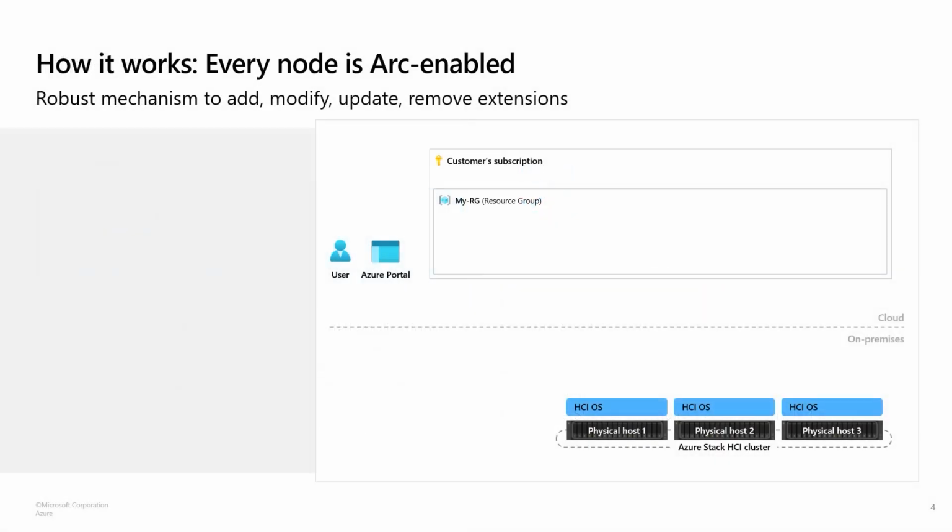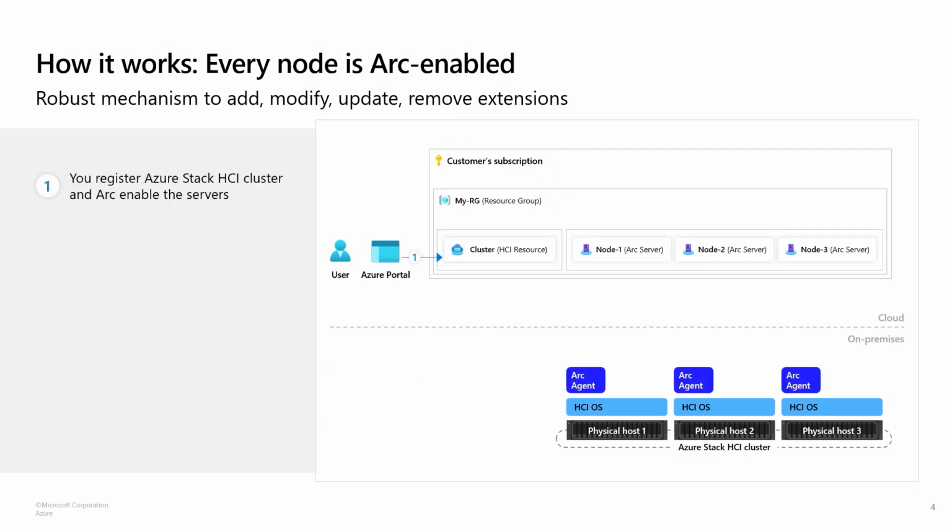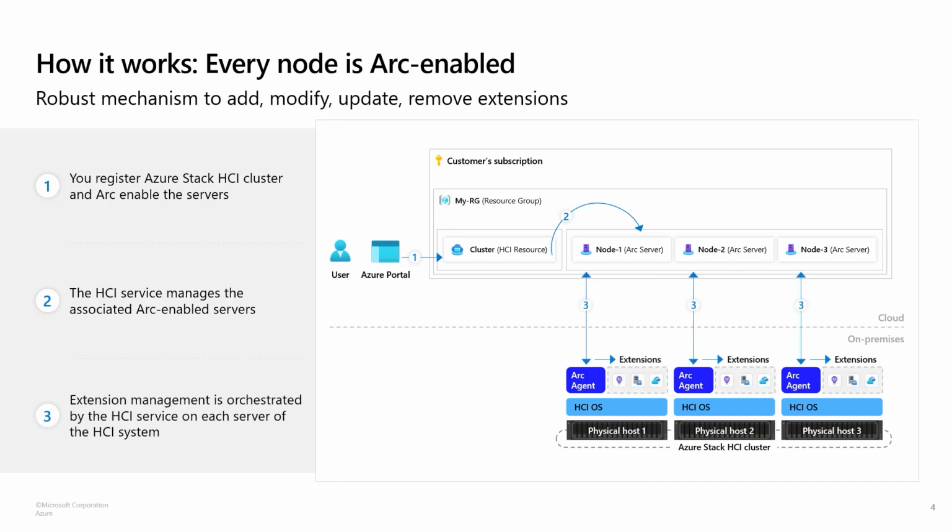Let's understand how this works. Let's say we have a 3-node HCI cluster. When you register Azure Stack HCI, it creates cluster resource and 3 Arc for server resources in Azure portal by installing and configuring Arc agent on every server. Behind the scenes, HCI service manages the associated Arc for server resources. When you trigger extension installation from the cluster resource, it installs extension on every server of the cluster. And if in future you add another server to the cluster, the server will automatically be Arc-enabled. And all the extensions installed on the cluster will be installed on this new server.